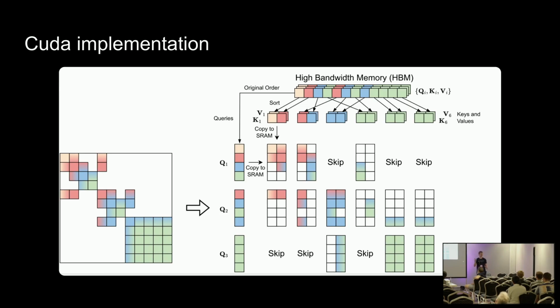So now we are really at the bottom of the pit. This is the deepest we go. We thought about how to sort our keys and values in HBM, the high bandwidth memory, and load them into SRAM such that we can skip blocks that don't need to be computed, and we only compute this main diagonal of blocks that I showed before. So this is the super in-depth part.